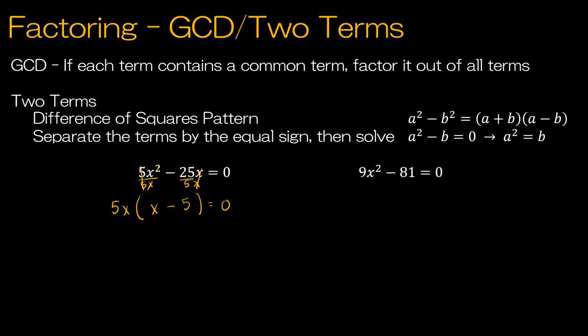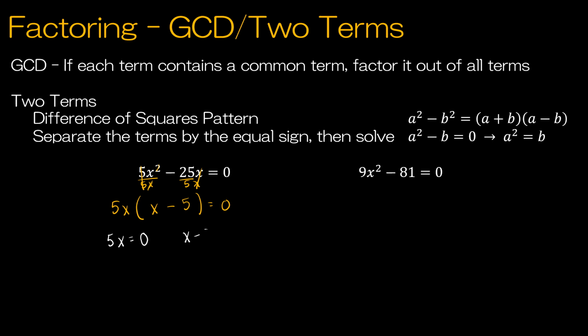Now keep in mind, if I just need to factor, I'm done with this question. If it says find the zeros or find the solutions to the polynomial function, well then I'm just going to use the zero product property that says when you multiply 2 things that are equal to 0, one or the other must be 0.